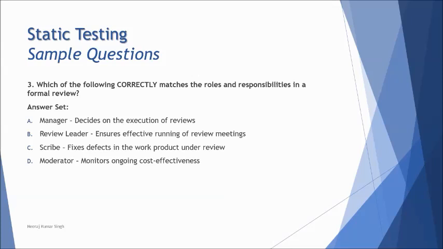Now, for your kind information, if you remember from the tutorial, in a formal review process, the manager's role is to decide on the execution of the review. Being a management, it is the manager who plans for the entire activity. Second, ensuring effective running of the review meeting is the responsibility of the moderator. Scribe's responsibility is to generate the review report, not to fix the defect, that is the author. And moderator monitors ongoing cost effectiveness? No, it's the manager. So finally, the right answer is manager, which is the most relevant compared to the 4 options given here.